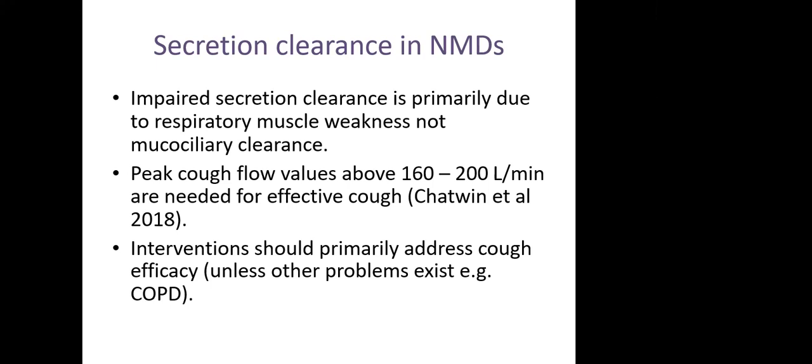So some of the other patients that we would treat in respiratory might have impaired mucociliary clearance, unless there's another problem. So if somebody has COPD, or bronchiectasis, or something else where there's going to be an issue with mucociliary clearance. Primarily our problem is around respiratory muscle weakness, and that relates to cough. We're going to talk quite a lot through this talk about peak cough flow values, and this is quite an important part of our assessment, which we do more in longer term management of neuromuscular disorders.